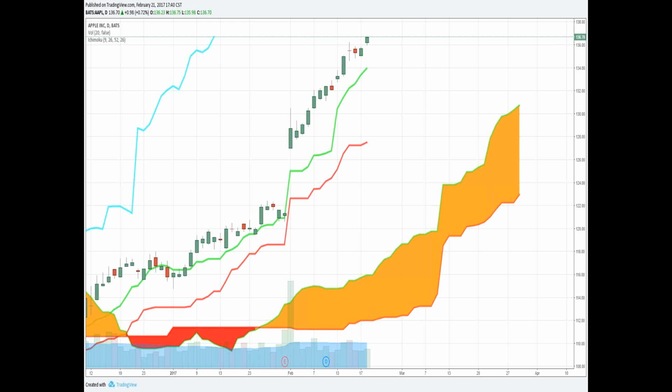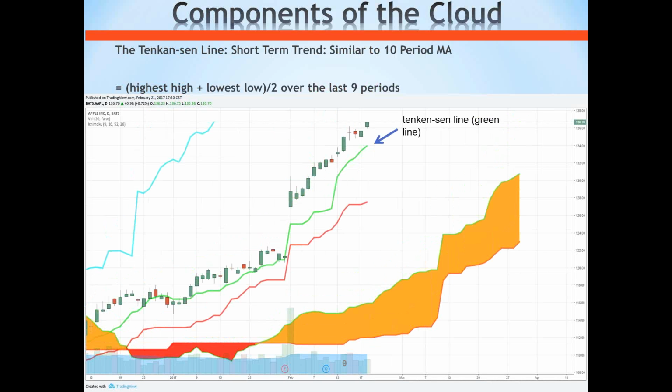So this is what it looks like on a chart. This is actually a chart of an equity, but I used it because the levels are nice and drawn apart here, and we can see them really well in a webcast type environment. The first component of the cloud is the Tenkan-san line. It's a short-term trend line similar to a 10-period moving average, and it's calculated by taking the highest high and the lowest low, dividing it by 2 over the last 9 periods and plotting it under the current bar.